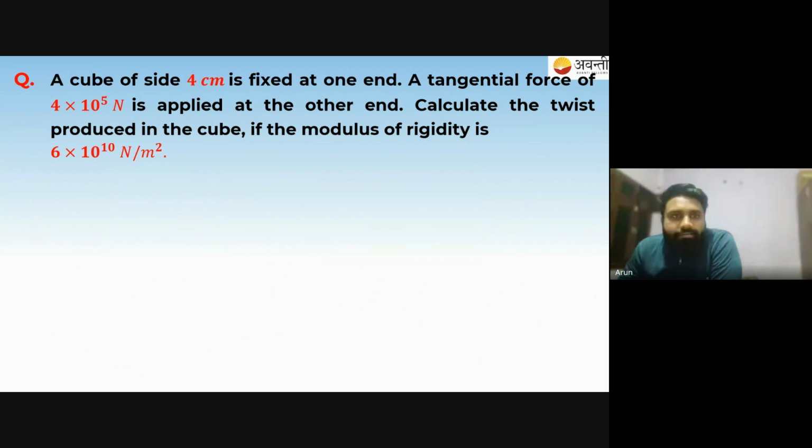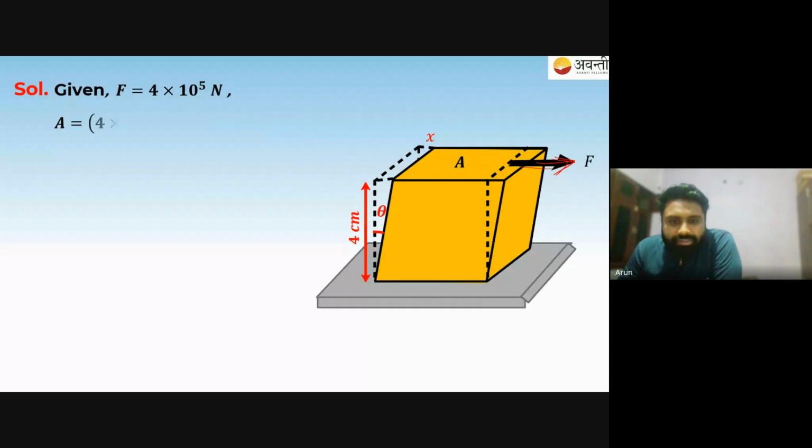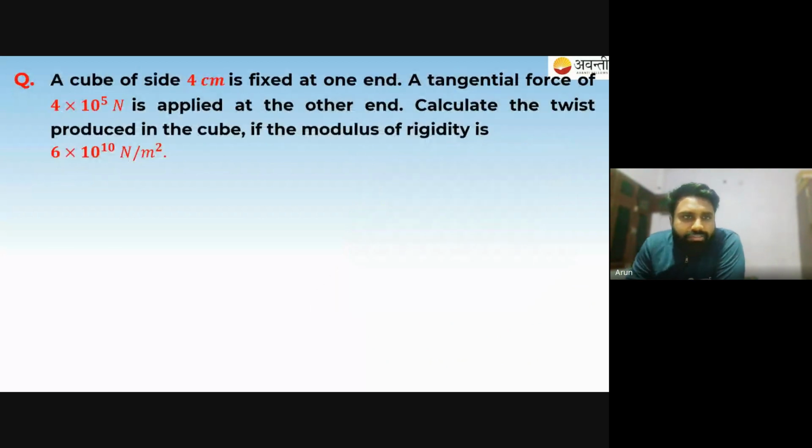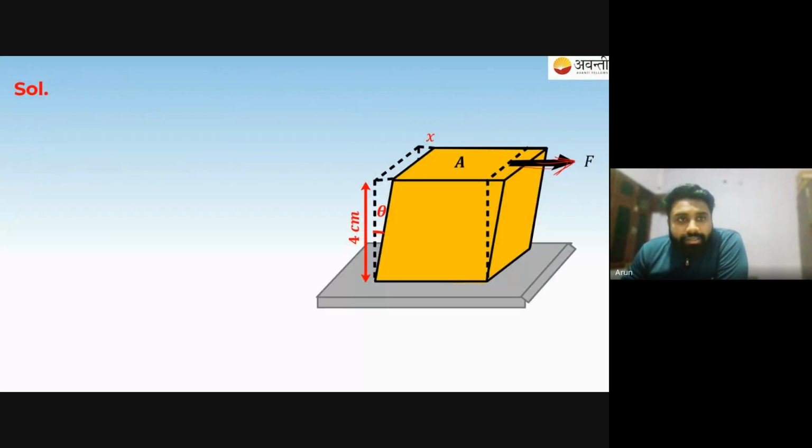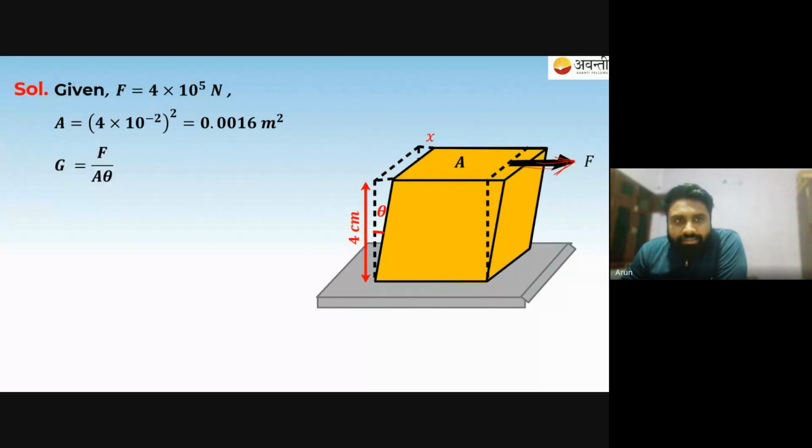Now, given F is equal to 4 into 10 raised to the power 5 Newton. This is the tangential force that is given to us, or parallel force. Area is also given to us. G is also given to you as 6 into 10 raised to the power 10. Okay. Now, F is given, area is given, G is given. Theta is the only thing that you need to calculate.